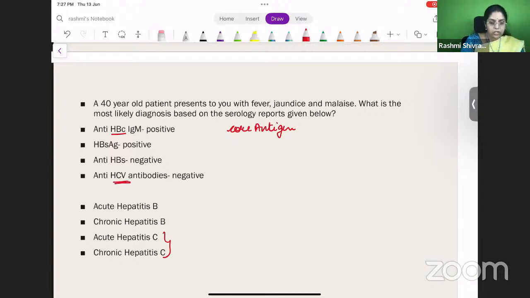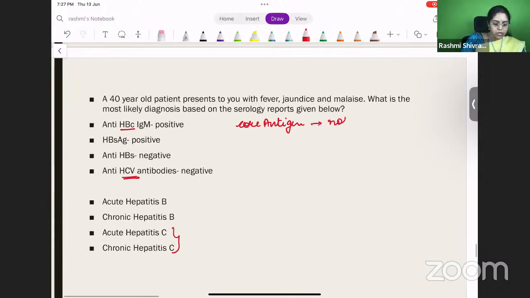This one, what we have mentioned, that is hepatitis C virus. But this HB small c is HB core antigen, right? So when this is positive, we are talking about hepatitis B. This core antigen will not be detected in the blood anytime. You can only see the HBC antibody. Antibody can be seen, but the core antigen will not be positive.